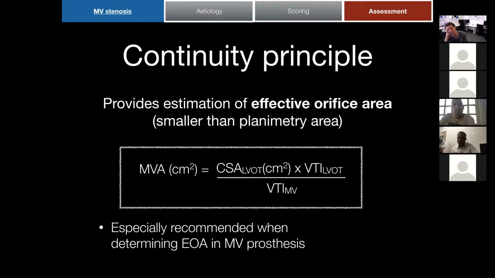Remember, when you get AR and mitral regurg, you can get a lot of mitral regurg as well, which can really mess up some of the mean pressure gradients. It can overestimate some of those mean pressure gradients.